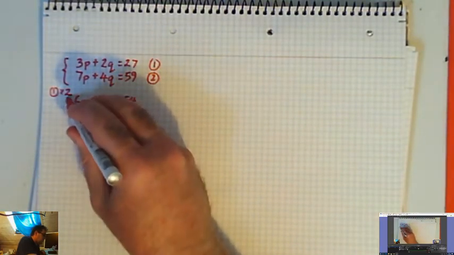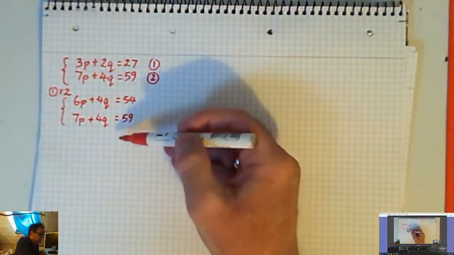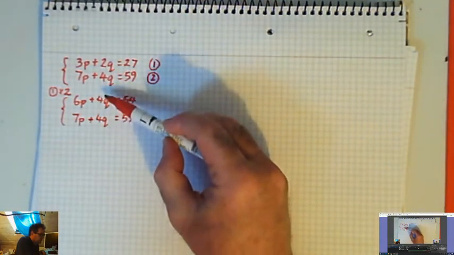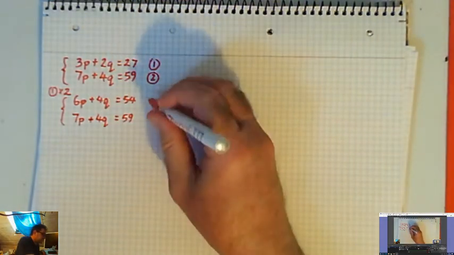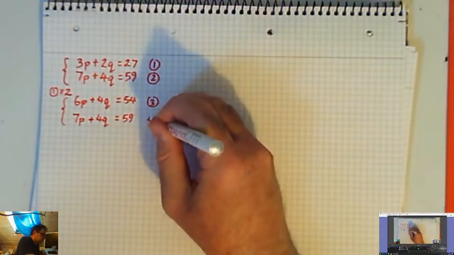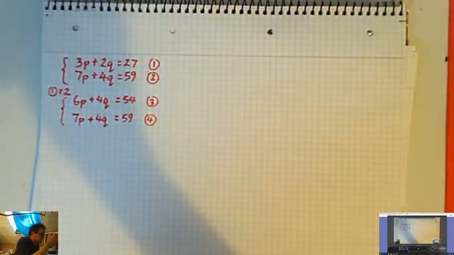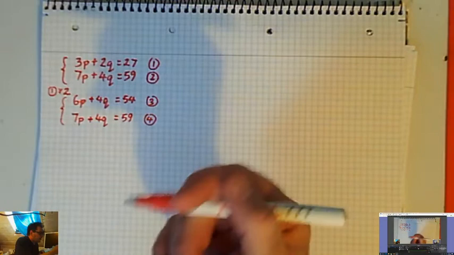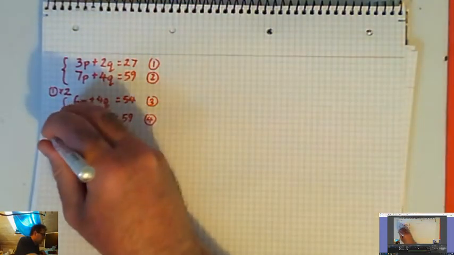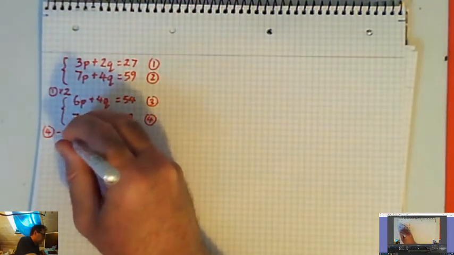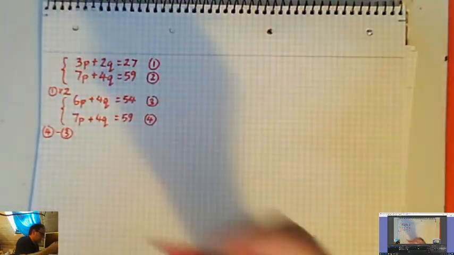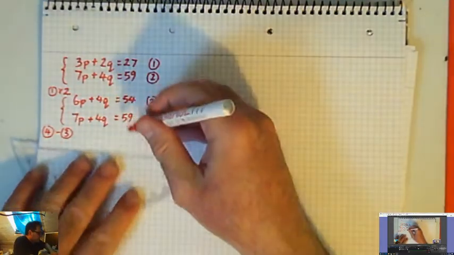Now the reason I did that was so that I had two equations that both had the same amount of q in them. So I'm going to call those equations 3 and 4, even though equation 4 is exactly the same as equation 2 was before. And now what you can do with simultaneous equations is subtract whole equations from one another. So in this case, I'm going to do everything in equation 4 minus everything in equation 3. I'll draw a neat little line under there.